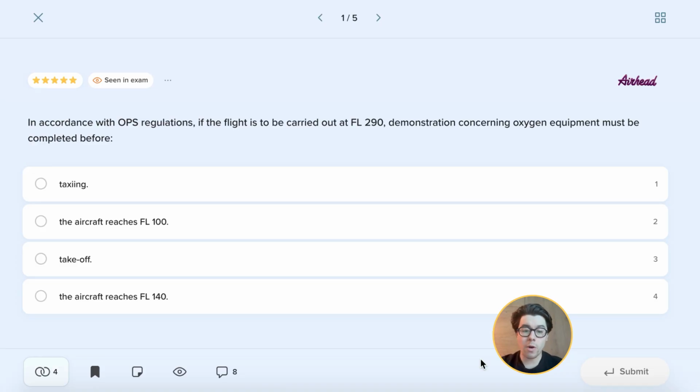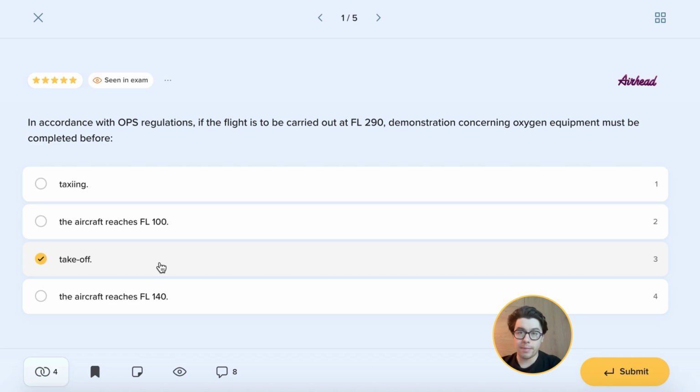So in accordance with ops regulations, if the flight is to be carried out above flight level 290, demonstration concerning oxygen equipment must be completed before. For the exams, there will be 2 cases that you need to remember. There will be the oxygen system check and the oxygen equipment demonstration. The oxygen demonstration needs to be always completed before takeoff, and this is what we essentially refer to as the briefing, which will be done by the cabin crew if this is an airliner.